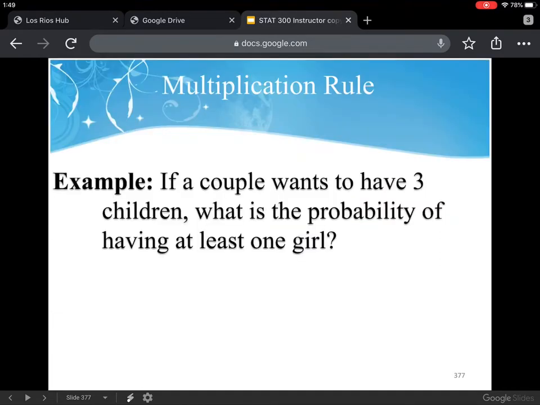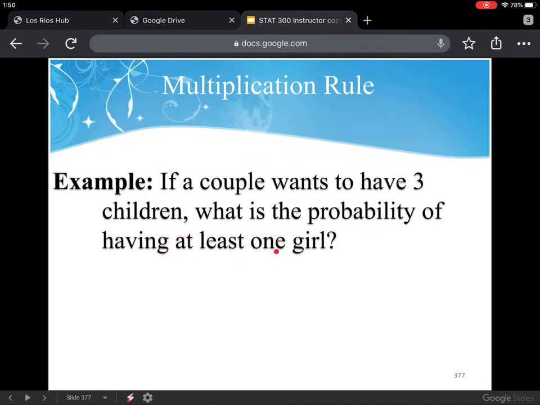Okay, here's another one. If a couple wants to have 3 children, what is the probability of having at least one girl? Again, notice this phrase, at least one, right? Because you can think about this probability and find the probability the long way, or you can find the probability the shorter way, because you noticed this phrase, at least one.